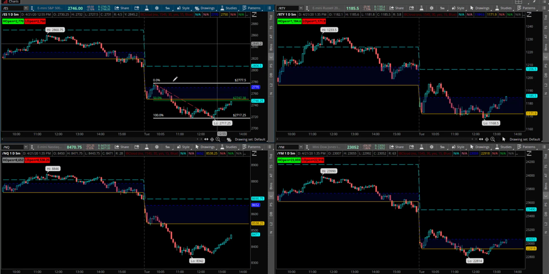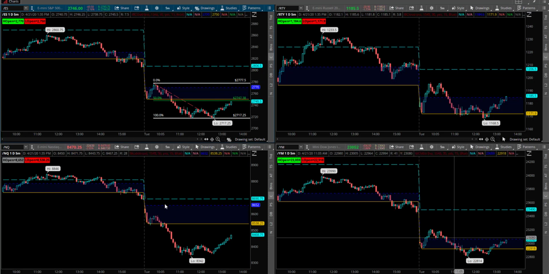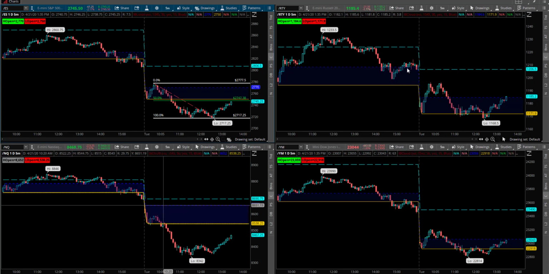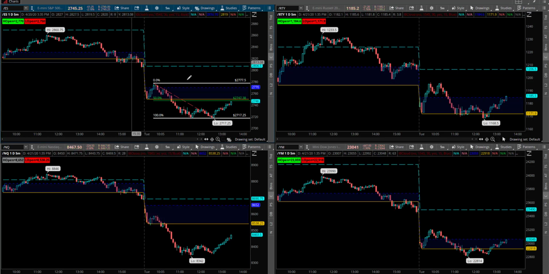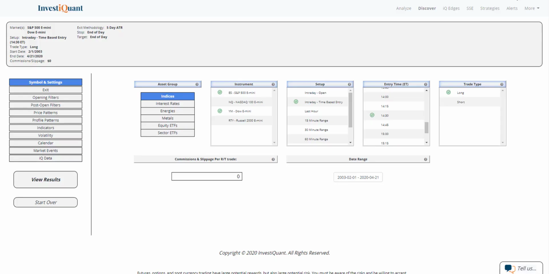Now this pattern is true for the ES and the YM. The NASDAQ's not below the 200-day moving average, and the Russell did break into prior day's range. So we're only going to be able to test this for today based off of the ES and YM. So let me minimize this and we will set it up.